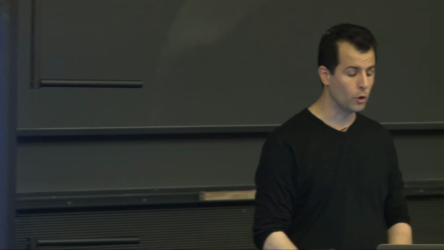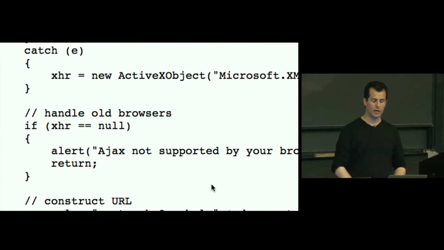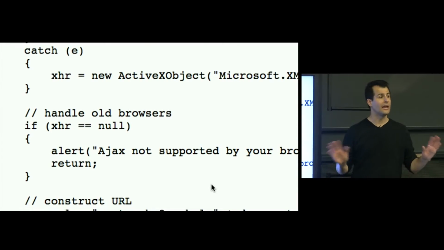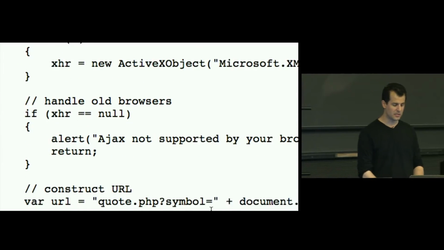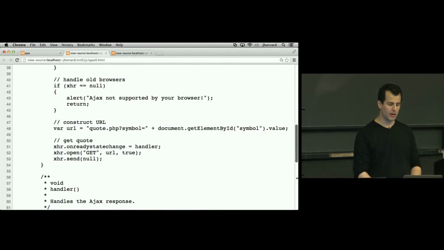But what's really going on underneath the hood is something like this. So this is raw JavaScript code. I proceed to check if the XHR object is null, then I'm going to return an alert saying Ajax is not supported in your browser, but we didn't see that. And then down here, I'm going to do just a little bit more work to make this magic happen.